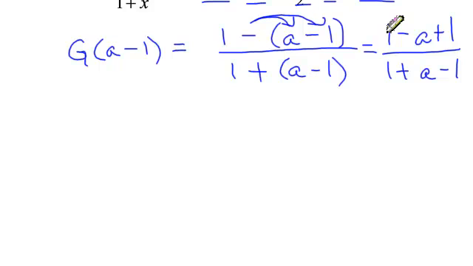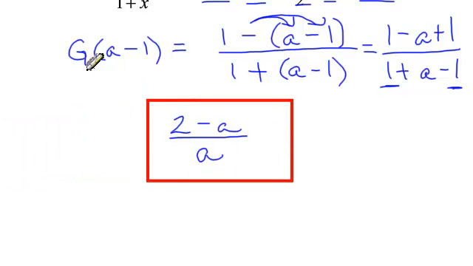So in the numerator, I have 1 plus 1. That's going to be 2 minus a. In the denominator, I have a positive 1 and a negative 1. Those will cancel, leaving me only a. So this is our answer. G at a minus 1 is equal to 2 minus a over a. Do not cancel out those a's. The numerator is not a. It's not 2. It's 2 minus a. It's a binomial. Keep it together. It's divided by a. Okay, we have one more problem to go.